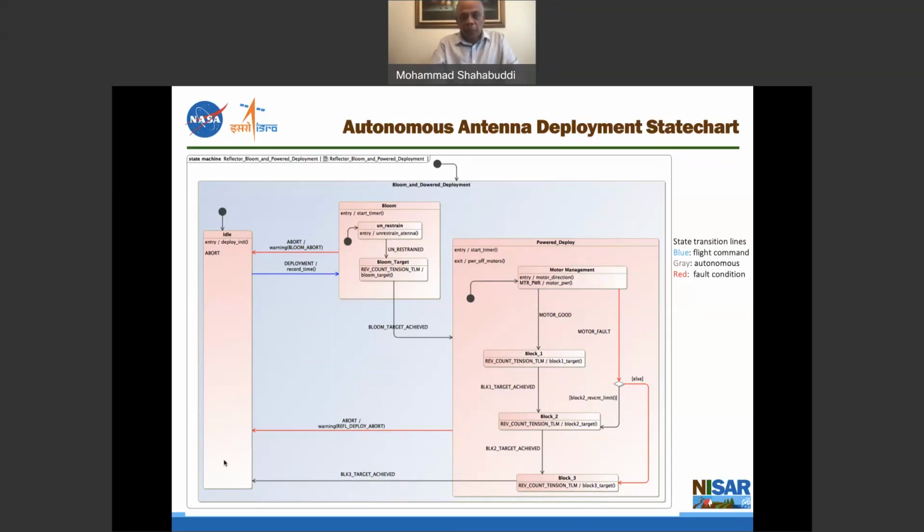It's going to be in this state for a period of time. So there's a fixed duration of time that we expect the antenna to be deployed. If nothing happens, then again the timer that we started at the beginning is going to expire, and the abort signal is generated, and we go back into the idle state again.